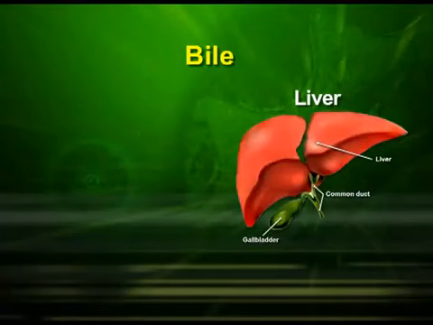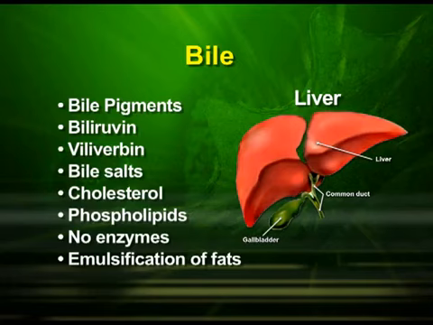Bile is greenish bluish in color. It has bile pigments, bilirubin, biliverdin, bile salts, cholesterol, phospholipids, and of course, it has no enzyme and it does emulsification of fats. I would like to come into detail of emulsification of fat. I think the main purpose in our alimentary canal as far as bile is concerned is emulsification of fat. What do we mean by this word emulsification?